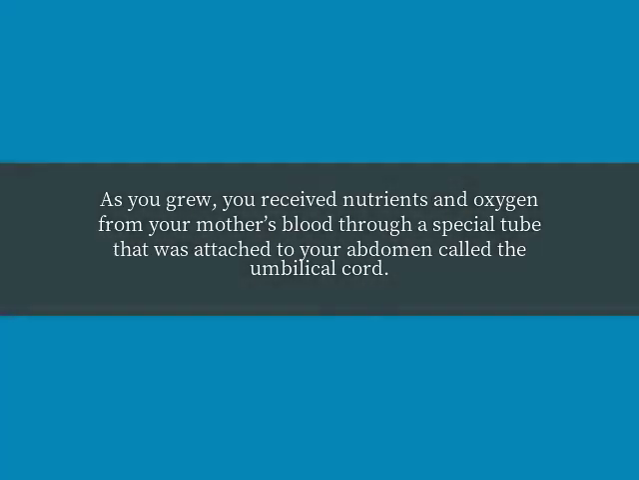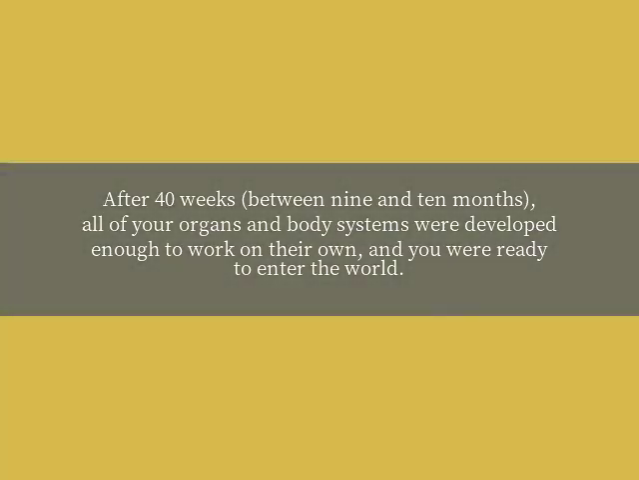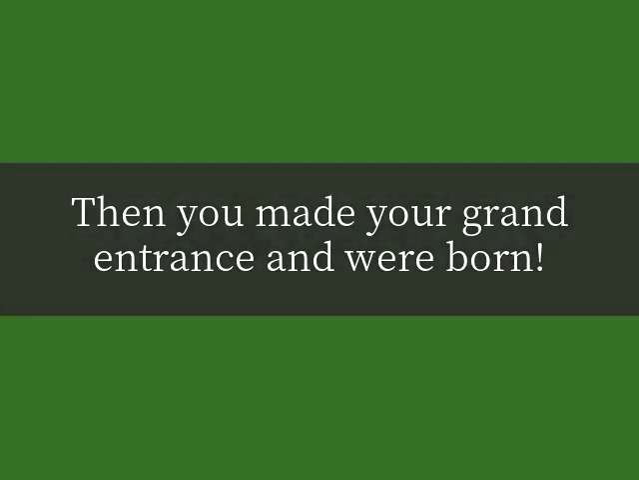As you grew, you received nutrients and oxygen from your mother's blood through a special tube that was attached to your abdomen called the umbilical cord. After 40 weeks, between 9 and 10 months, all of your organs and body systems were developed enough to work on their own, and you were ready to enter the world. Then you made your grand entrance and were born.